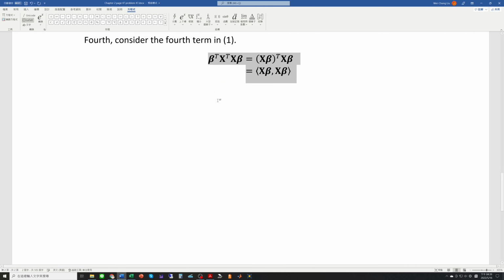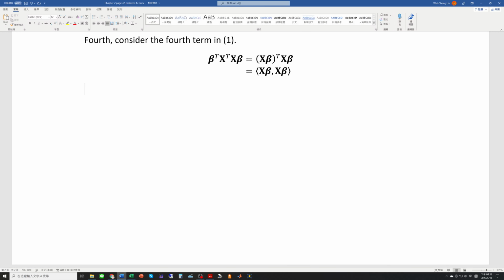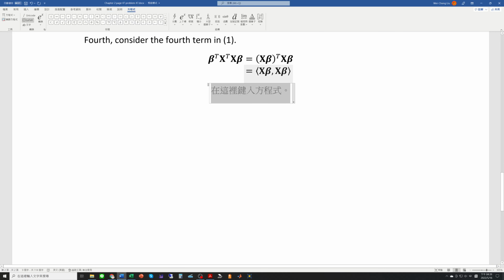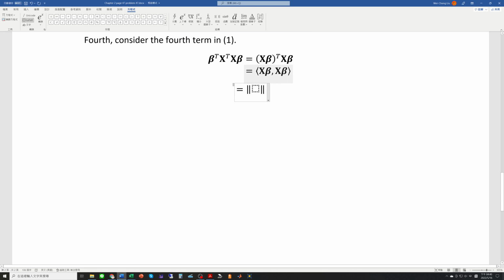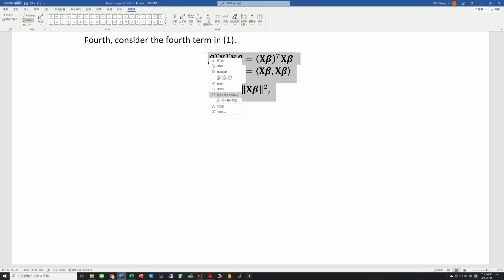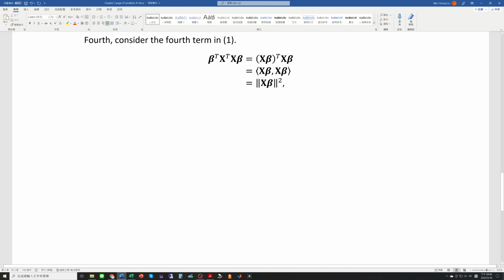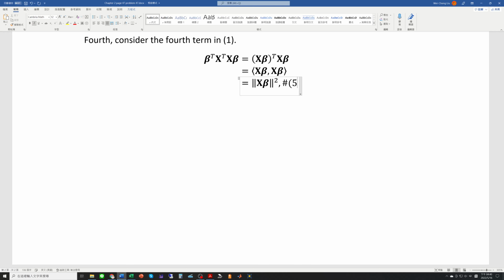Align at the equality. Good. So a vector taking the inner product with itself is equal to the Euclidean norm, this one. It is equal to the square of the Euclidean norm of itself. Align at the equality. We call this equation 5.